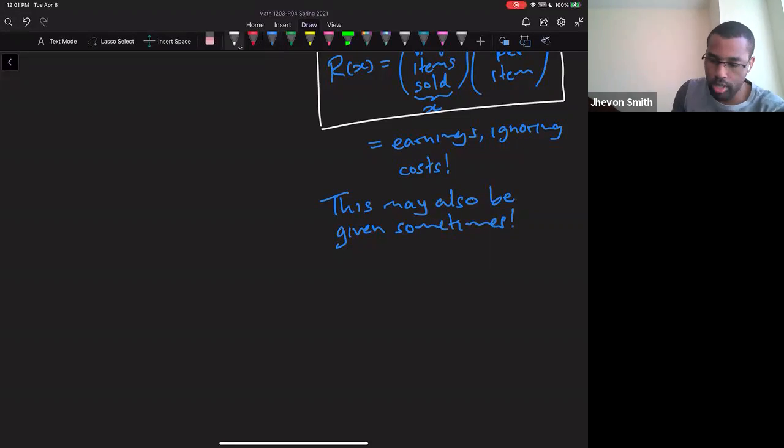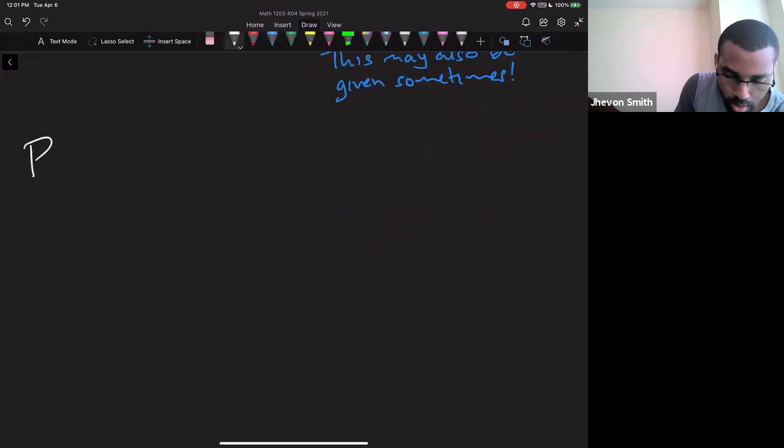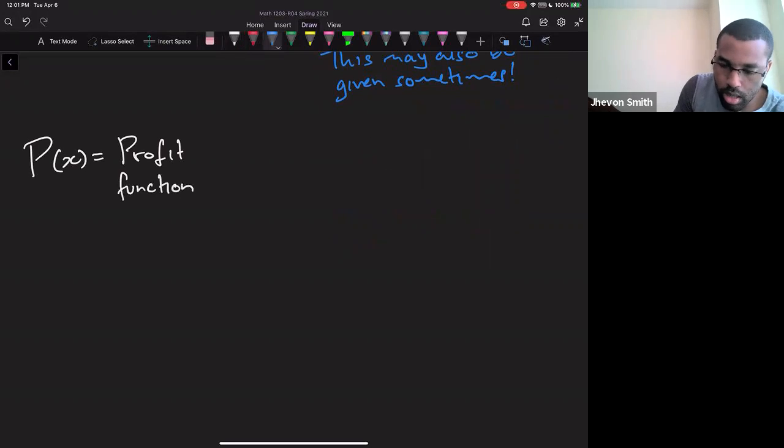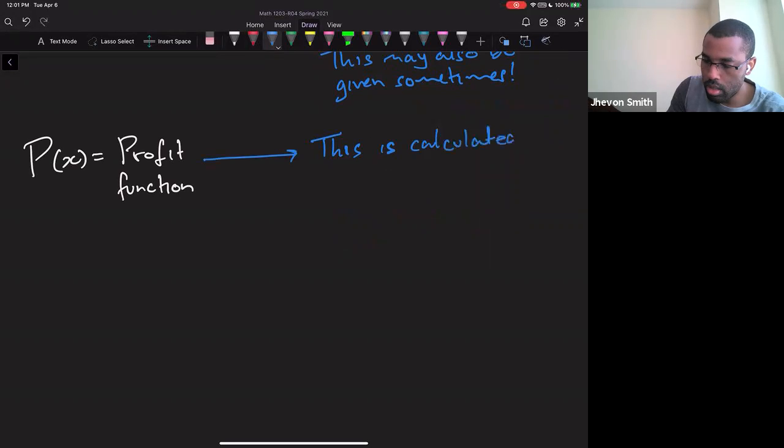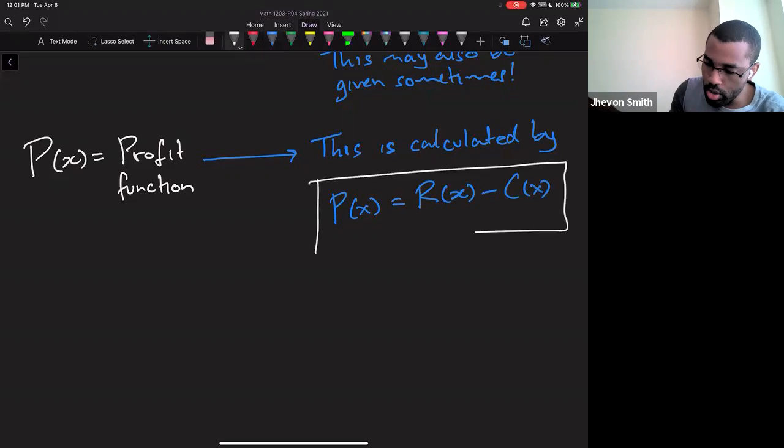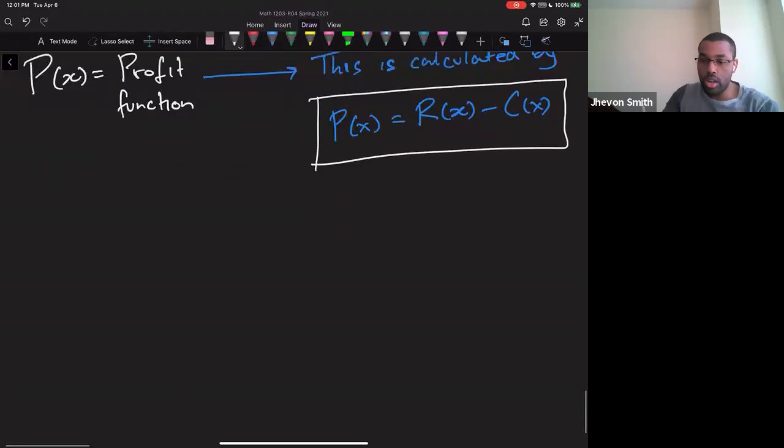The next important function is the profit function. It was mentioned earlier, but let's make sure that we know what this is. This is calculated by P of X is equal to R of X minus C of X. In other words, it's revenue minus cost. So here's your earnings after costs are accounted for.